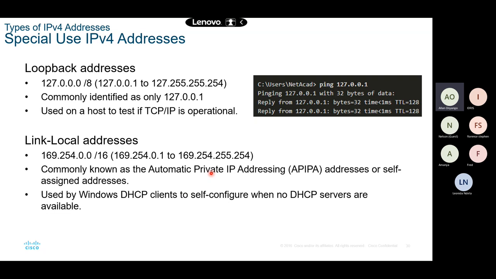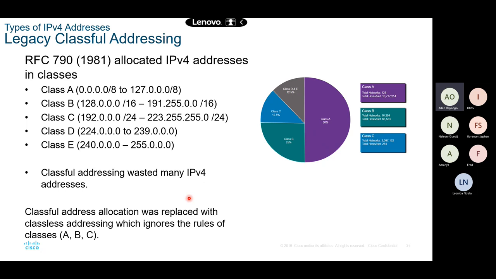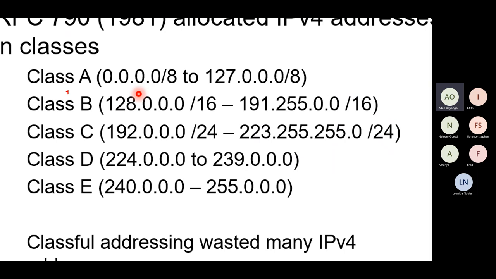Let's talk about classes of IP addressing. We do have 5 classes. The most important ones are the first 3: Class A, class B, class C. At this point in time, we know that class A begins from 0 on the first octet, 0 up to 127. Class B begins with 128 to 191. Class C begins with 192 to 223. Class D and E, D is from 224 to 239, and then 240 to 255 on the last octet.